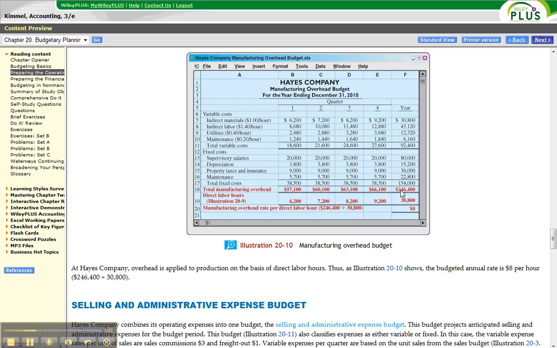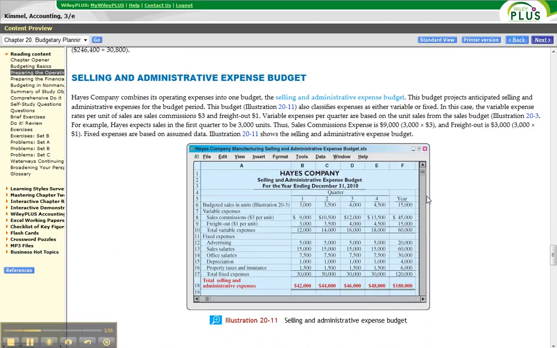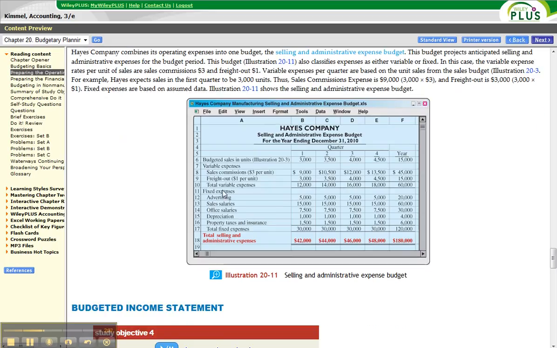Okay, then you just add up the costs, and you can get an overhead rate per direct labor hour by dividing total costs by number of expected direct labor hours. The final budget you have to prepare before you can do a budgeted income statement is the selling and admin budget. This is all non-manufacturing costs. It looks the same as an overhead budget, but all the variable and fixed costs are not manufacturing. They're all the period costs.